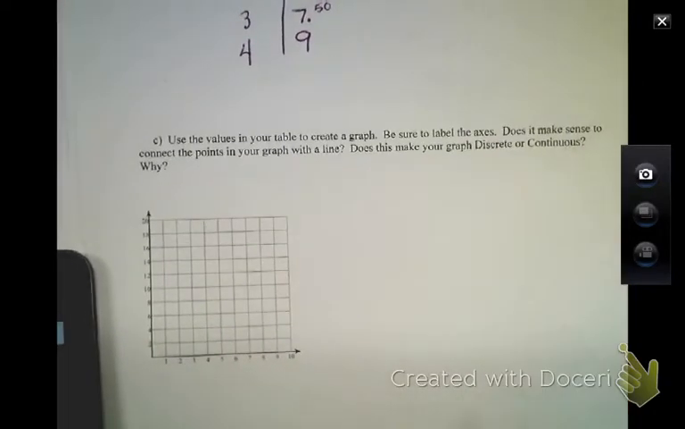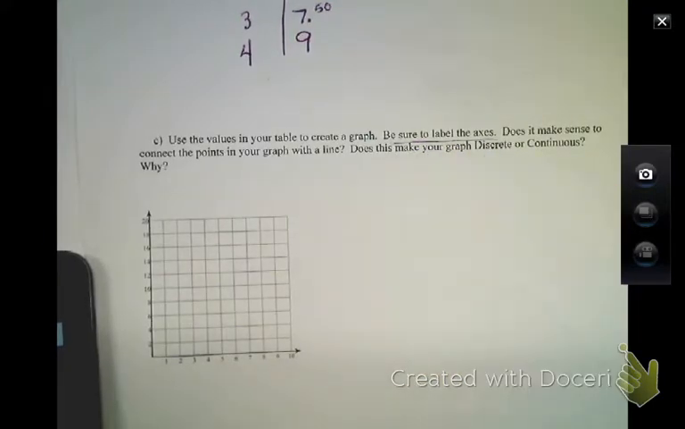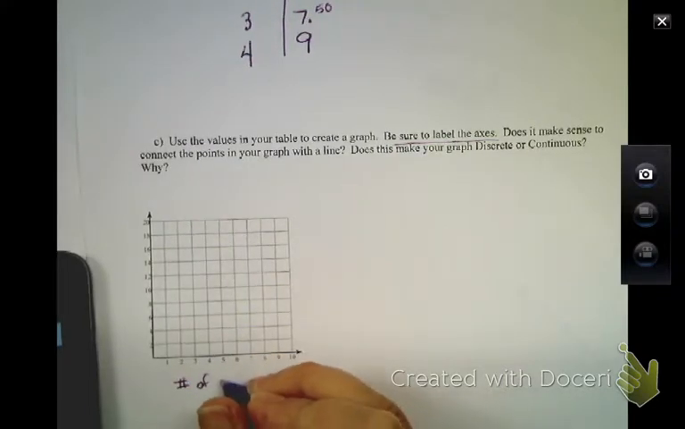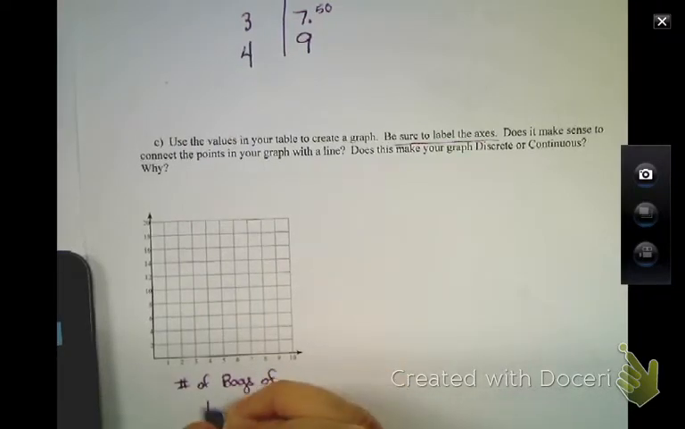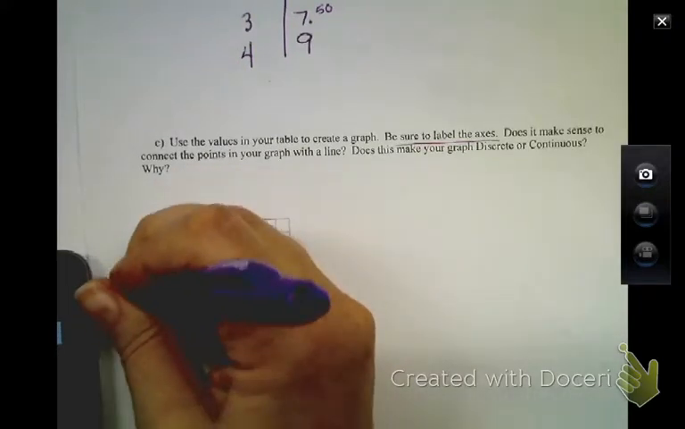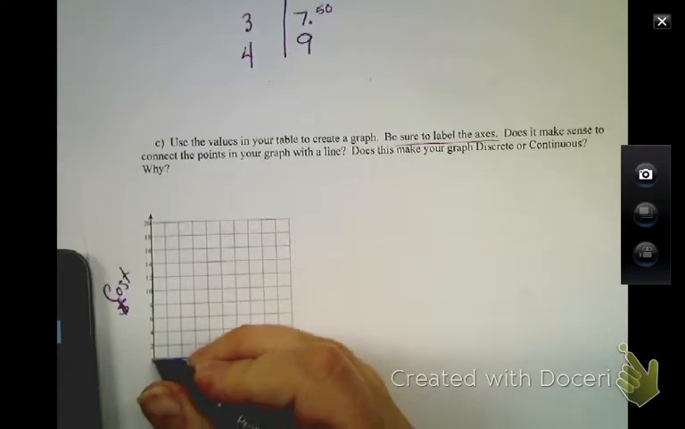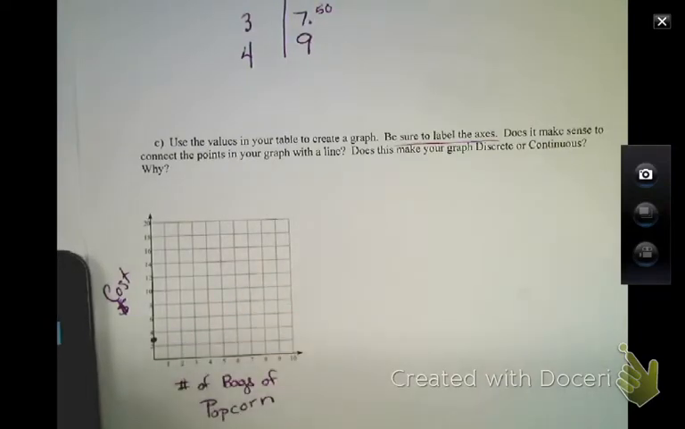We're going to make sure you label your axes. Let's put the independent variable as number of bags of popcorn, and the y-axis as the cost in dollars. So if we don't buy any bags, we owe $3 and so on. Go ahead and pause it, let them plot and discuss.